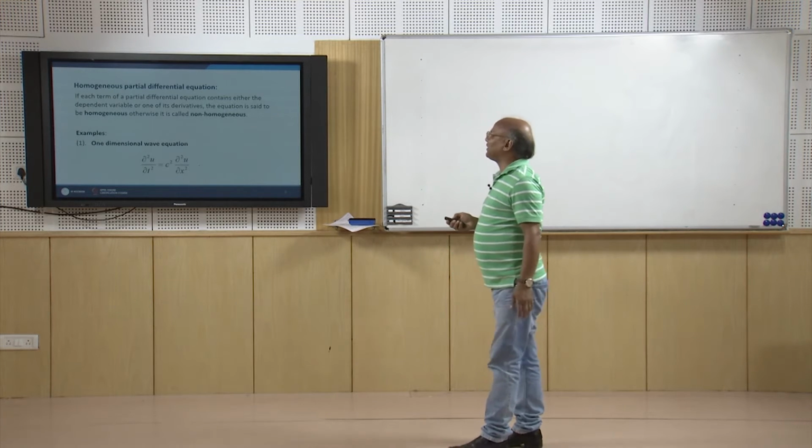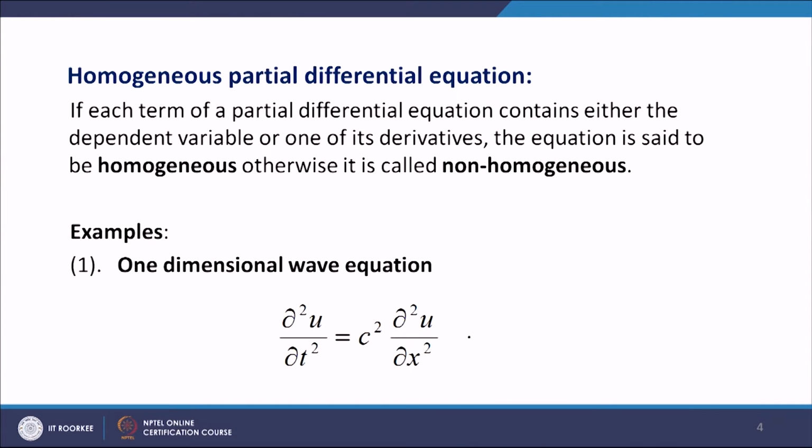Now, we define a homogeneous partial differential equation. If each term of a partial differential equation contains either the dependent variable or one of its derivatives, the equation is called a homogeneous differential equation, otherwise we shall call it a non-homogeneous equation.